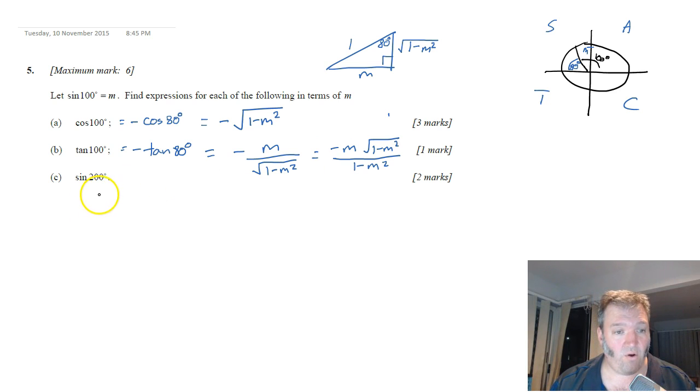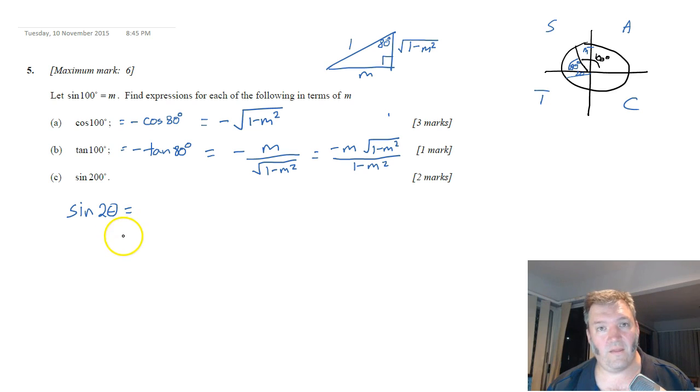Alright, sine of 200 degrees. Well, it's not really going to help us going to our unit circle over here. Where's 200 going to be? There's 180, so it's going to be 20 degrees away here. You're looking at it and thinking, that's not really going to help me, is it? But then you think about the relationship between 100 and 200. What is it? Oh, it's double. So if I have a rule for the sine of 2 theta, then I'll be able to get the answer here, won't I? So what is the sine of 2 theta?